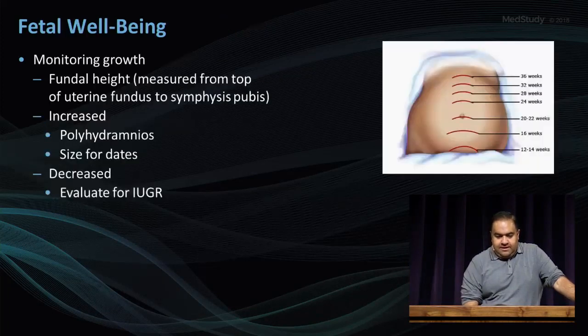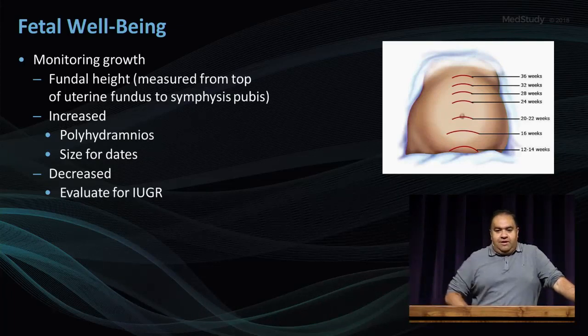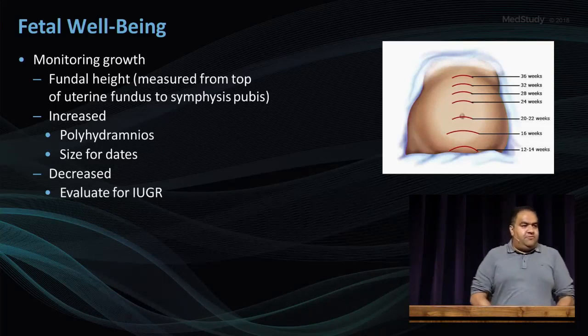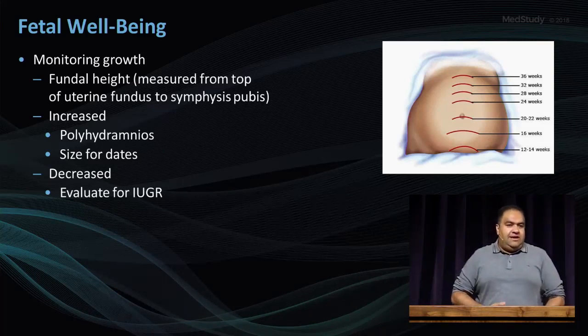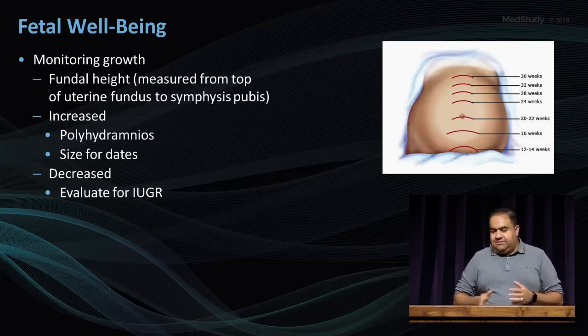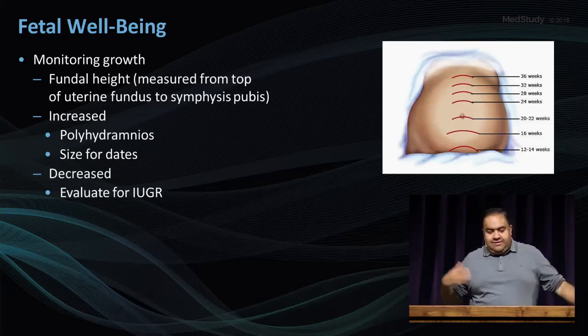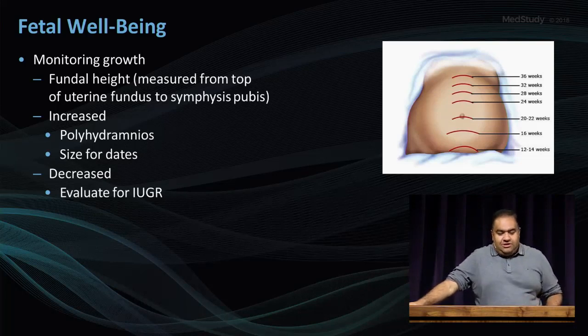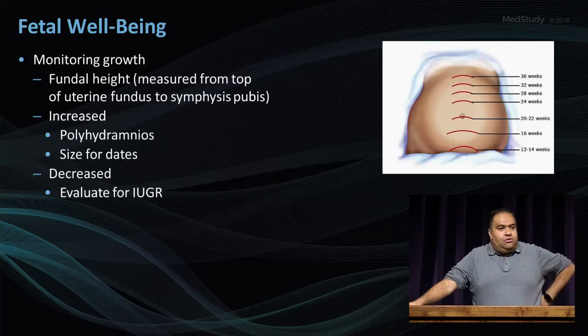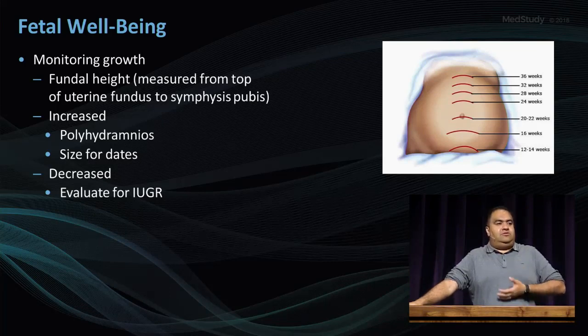Fetal well-being: you monitor the growth, the fundal height. Right around your belly button is about 20 weeks gestation. You're measuring from the pubic symphysis up to the umbilicus, and that gives you an idea of what the mom's carrying size is. It'll be increased in polyhydramnios and decreased if then you evaluate for IUGR. This is a very crude way of assessing mom and baby, but it gives you a little bit of an idea. And then right up to about the xiphoid process, as you start to feel that fundal height, you're getting closer and closer to the term infant.